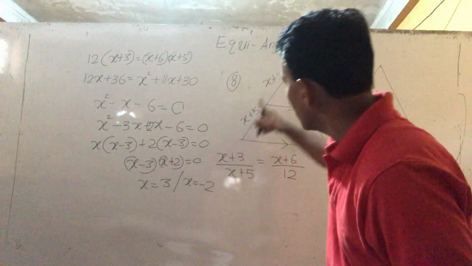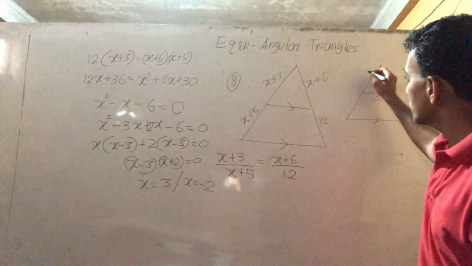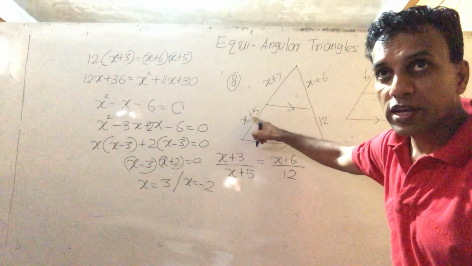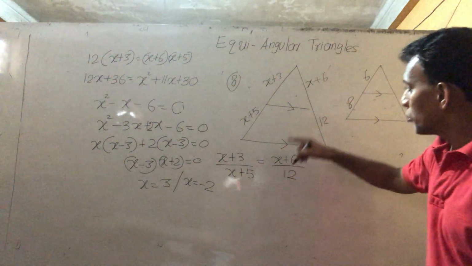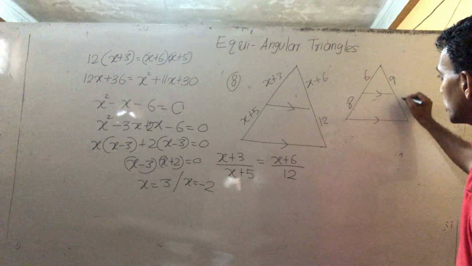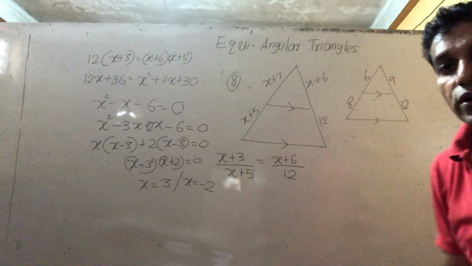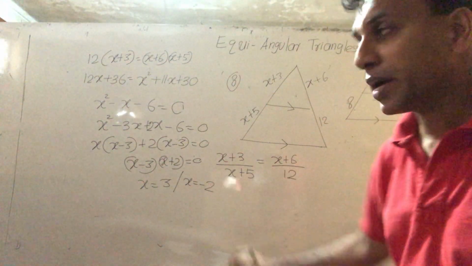Put x as 3. 3 and 3, 6. Put x as 3, 3 and 5, 8. Put x as 3, 3 and 6, 9. Here 12. This is one triangle. See what happens when x is minus 2.